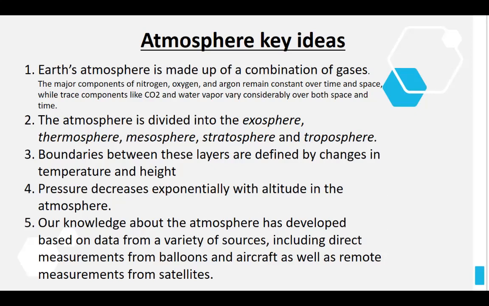Number three, boundaries between these layers are defined by changes in temperature and height. And we typically have a little thin layer in between called a pause or a transition layer between the two layers. Number four, pressure decreases exponentially with altitude in the atmosphere. And number five, our knowledge about the atmosphere has developed based on data from a variety of sources, including direct measurements from balloons and aircraft, as well as remote measurements from satellites.